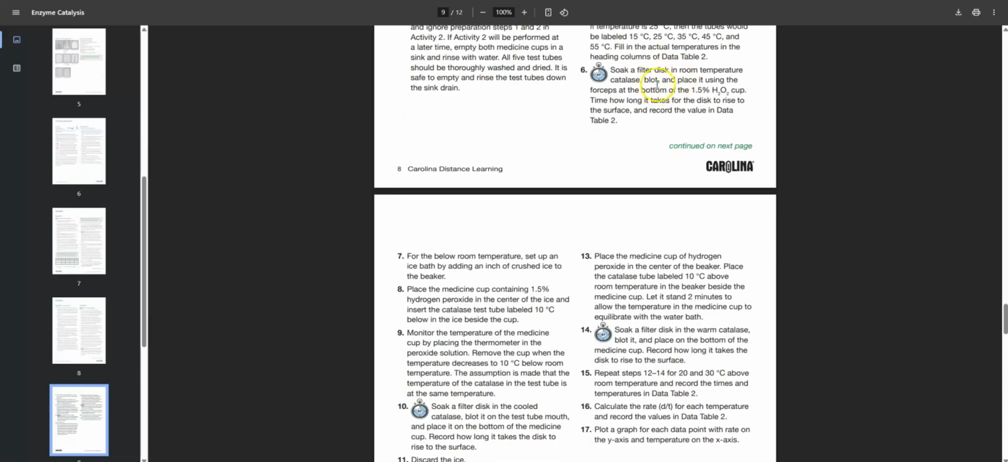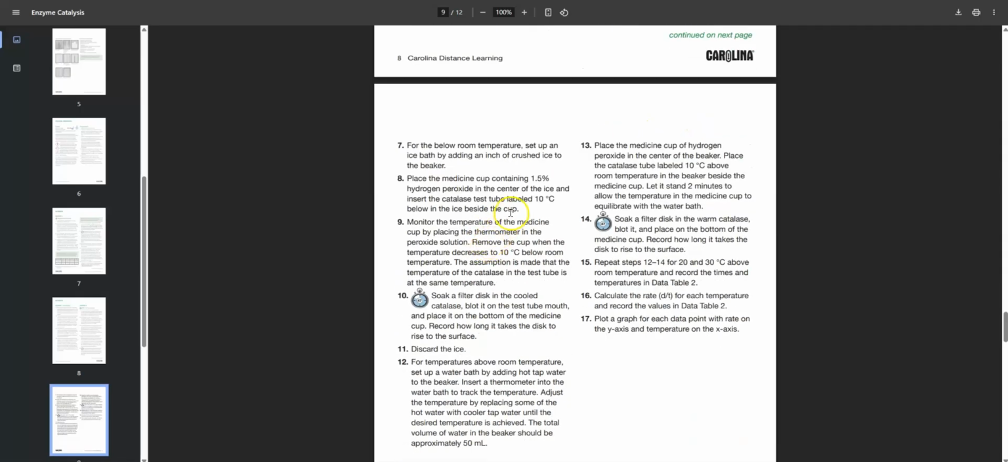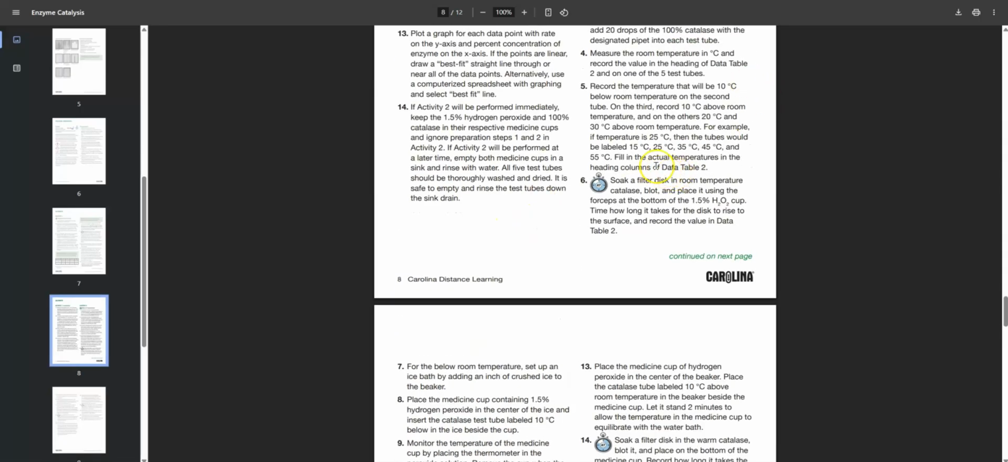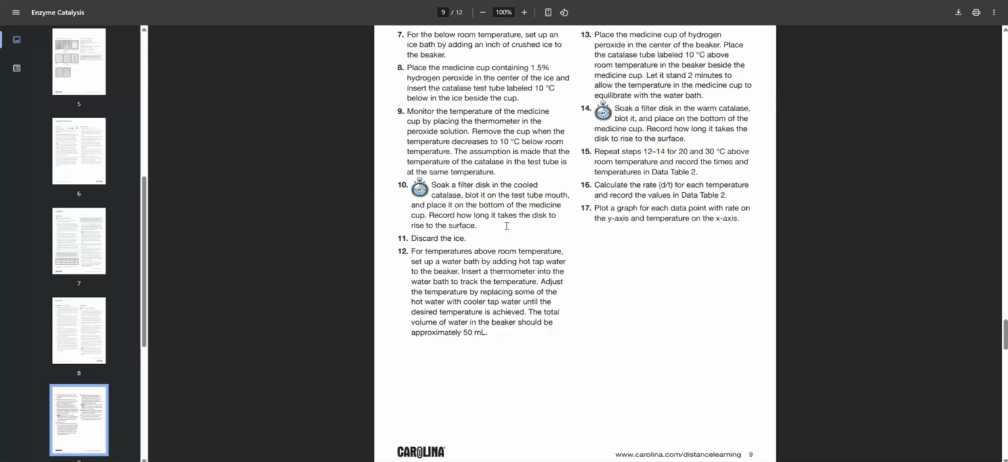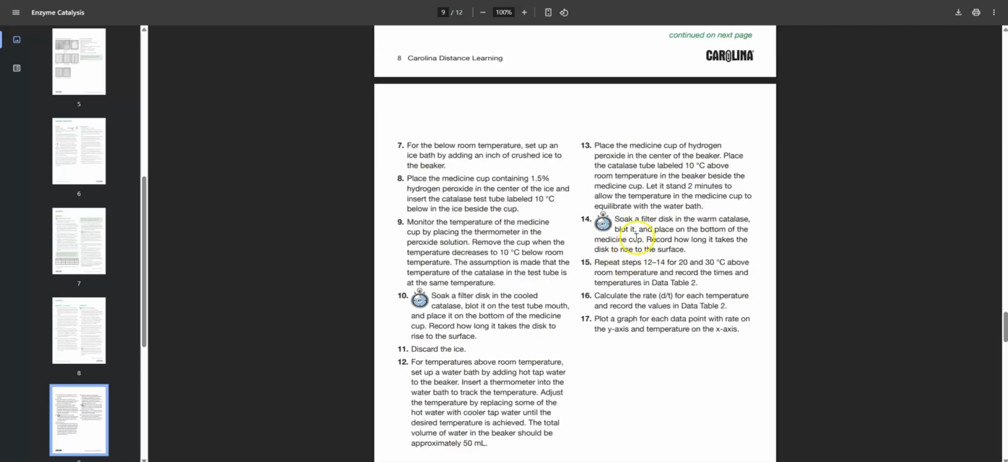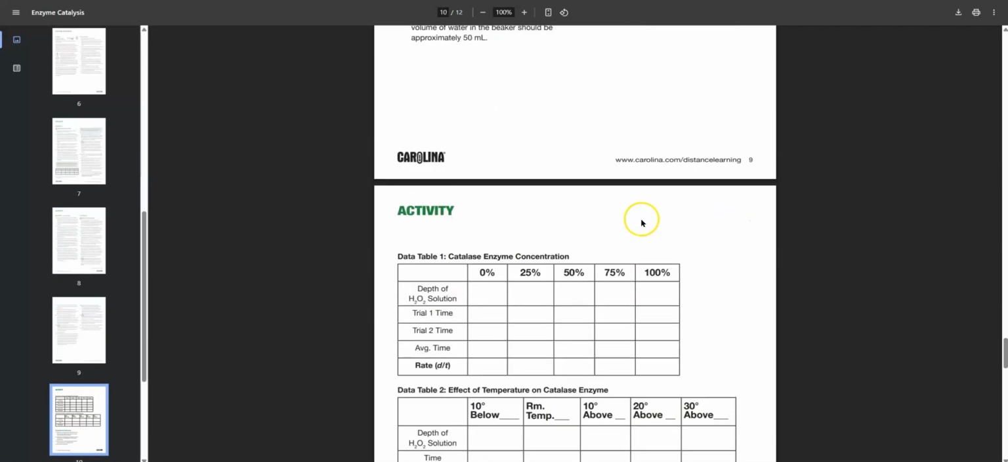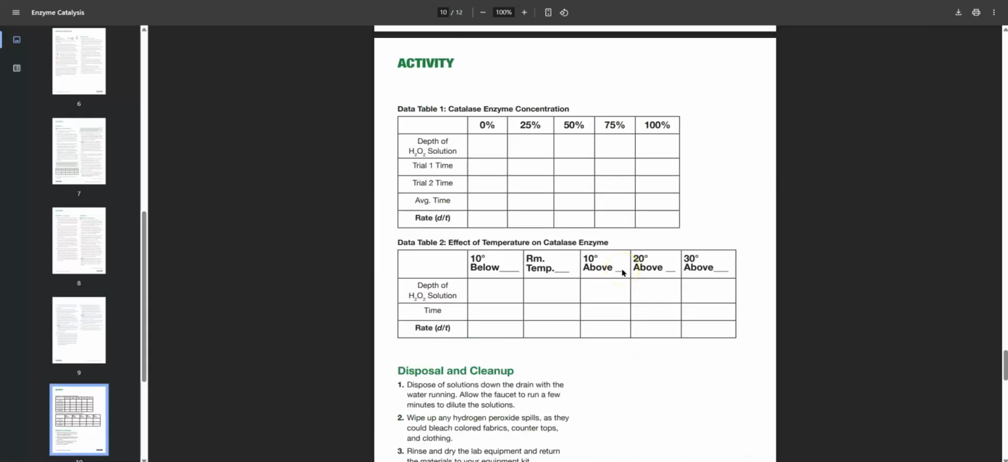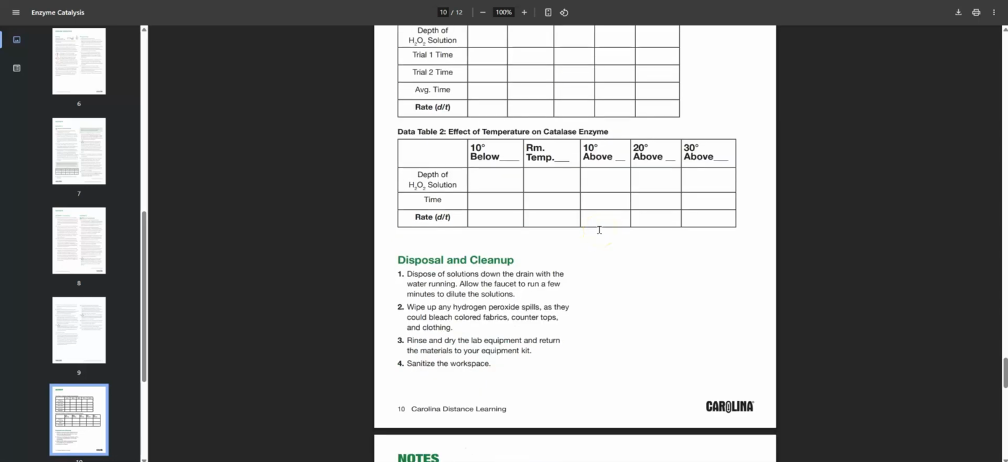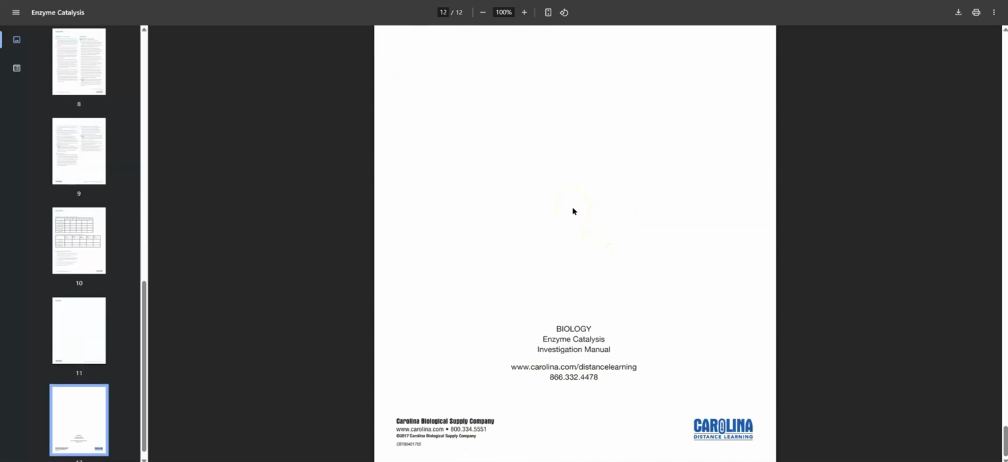Again, you're going to use the discs and time how long it takes for the disc to rise. So you're just going to see, okay, well, what's the difference between 15 degrees Celsius and 25 and 35 and 45, based on how that disc moves. All right. And that calculation is the same. So like the distance over time. All right. So here's your data tables.